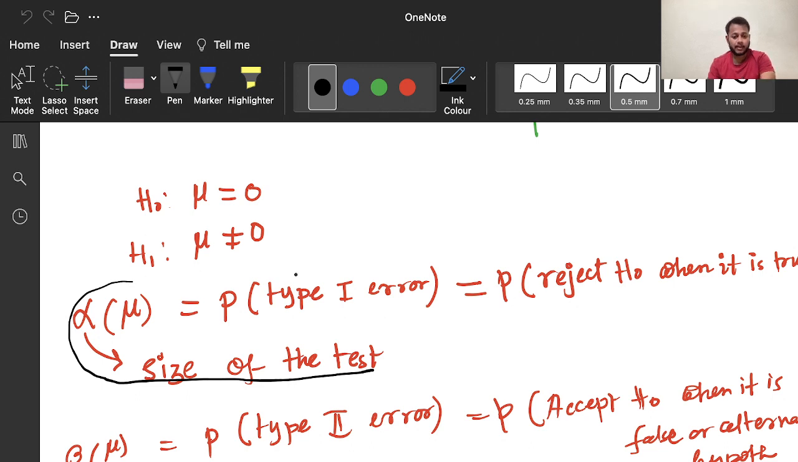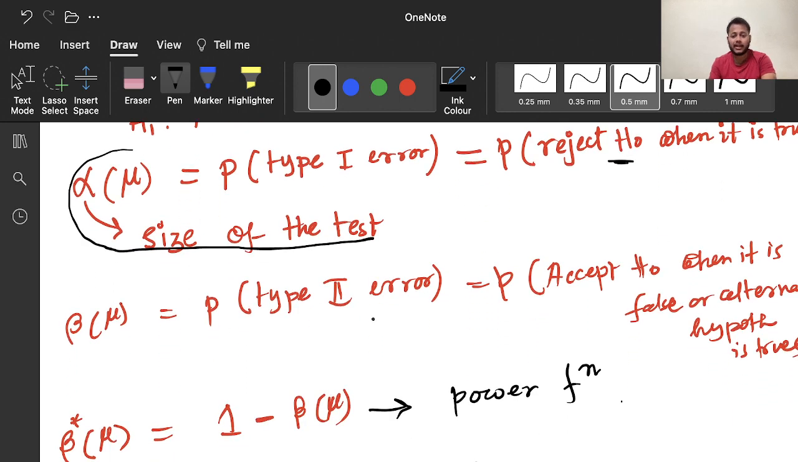The first type of error is the probability of rejecting the null hypothesis when it is true, and the second type of error is the type 2 error, that is the probability of accepting H0 when it is false, or the alternative hypothesis is true. Now we have to find a test that will minimize these two errors, but it is not possible to minimize these two types of error simultaneously.